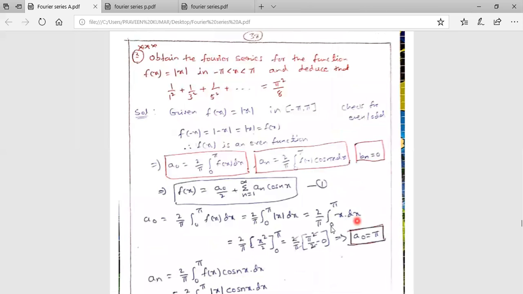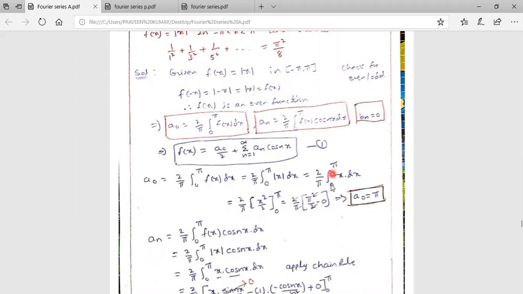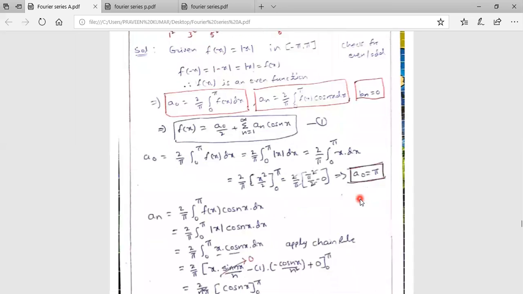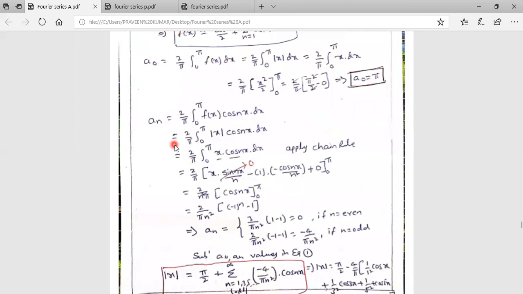So x dx. The integration of x is x square by 2, with integral limits 0 to pi. Substituting the respective limits, pi square by 2 times, upper limit minus lower limit, so pi square by 2 minus 0. One pi gets cancelled, one 2 gets cancelled, so the leftover term is pi. Therefore a naught is equal to pi.